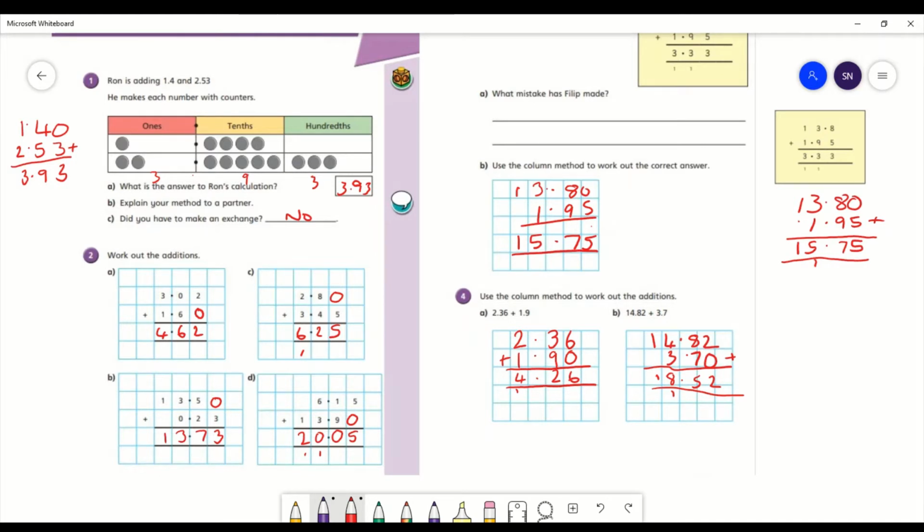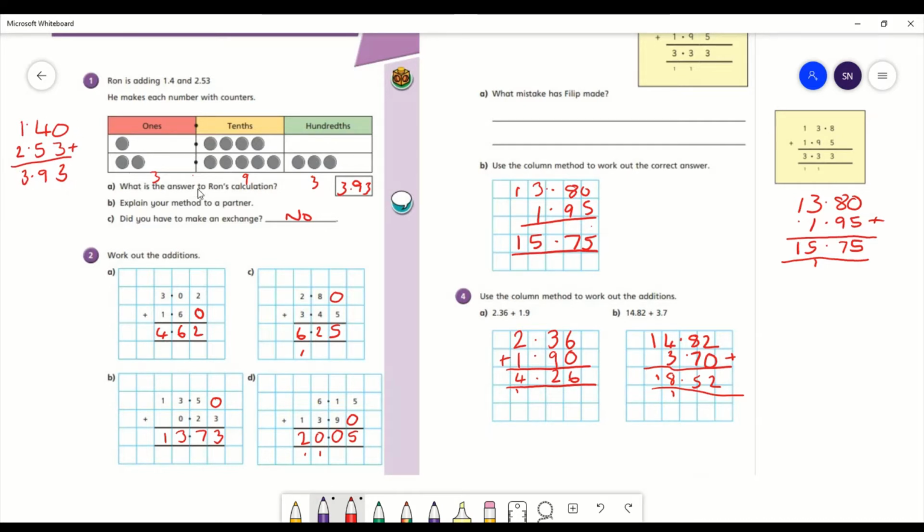Okay, maths for Wednesday the 20th. We're actually doing some addition of decimals. I've got 1.4 and 2.53. Okay, so that's the place value counters, and it's asking you to add the calculation. So he's got 3 hundredths. Altogether he's got 9 tenths, and he's got 3 ones, and I've just shown that as a column addition there.